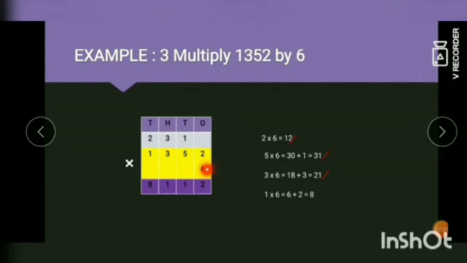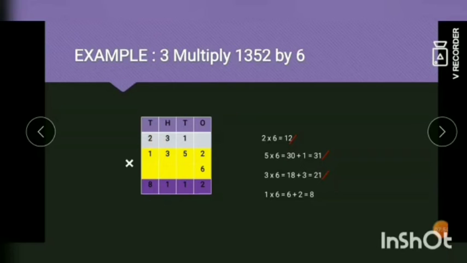Next we multiply the hundred place value. So 6 into 3. 6 3s are 18. We add the carry over 3. So 18 plus 3 equal to 21. So we write the number 1 in hundreds place and carry over 2 in thousand place.